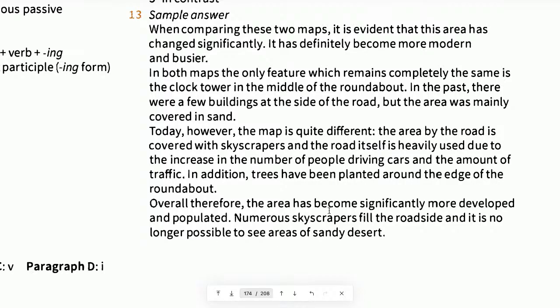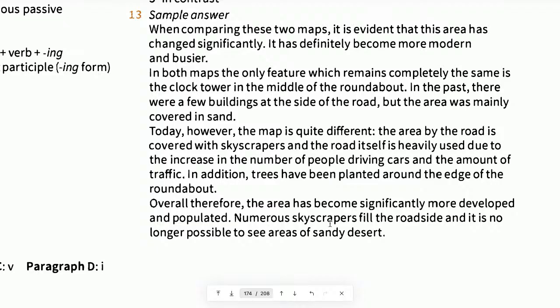And here, which tense is this? Yeah, present perfect tense, right? Has become significantly more developed and populated. We are describing the changes again. Okay, when we use the present perfect tense, we are describing changes from the past to the present. So we use the present perfect tense. The area has become significantly more developed and populated.